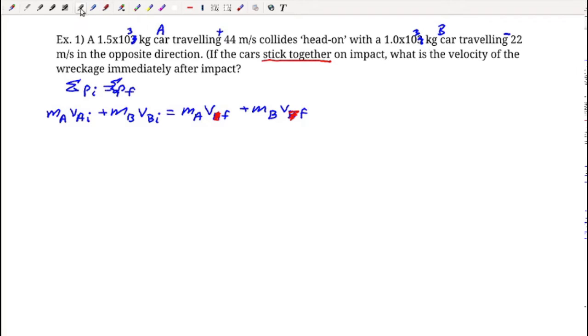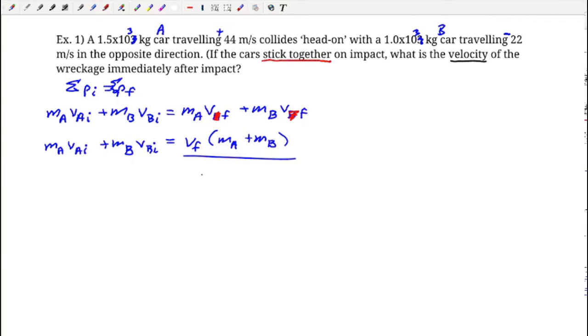We are looking for the velocity, so we're looking for this V final. In order to find that, we're going to factor it out on the right-hand side. So this is going to be V final times (MA plus MB). They stick together, they're one big mass in parentheses. Left-hand side doesn't change, I'm just going to copy it down underneath. And the final step of our solving is going to be to divide by this thing in parentheses, MA plus MB.